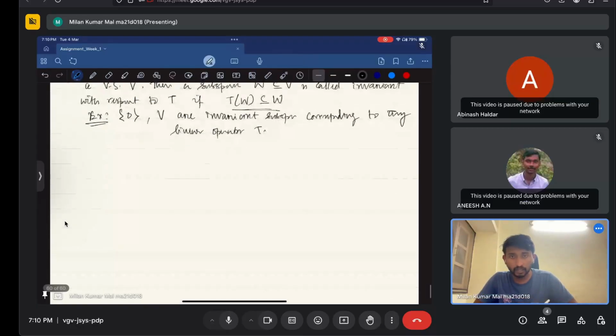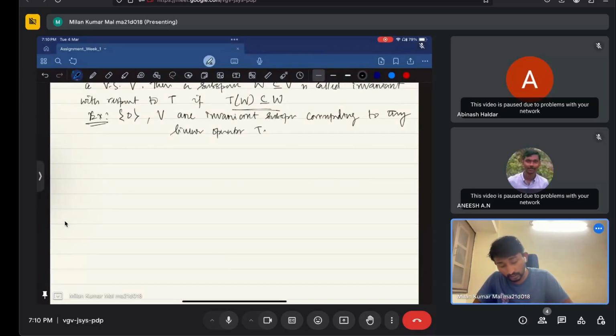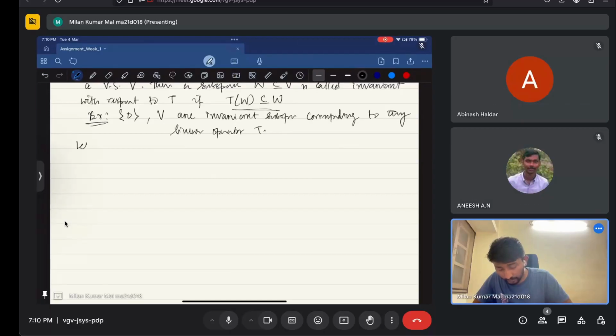One is more on invariant subspaces and another is the matrix representation. So note that, let V be a finite dimensional vector space of dimension n, and W has dimension k, then this is less than or equal to n automatically.